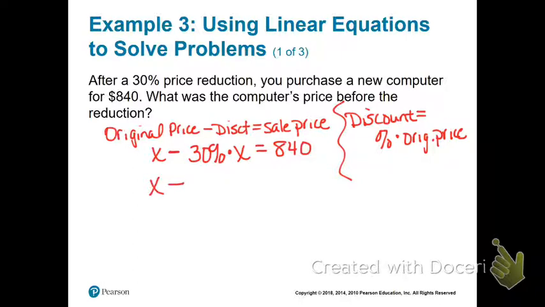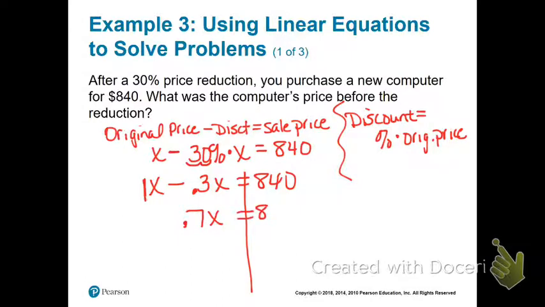So I've got X minus, now 30% we need as a decimal, so remember, move the decimal 2 places to the left or divide it by 100. So we end up with X minus 0.3x equals 840. And now I'm just going to solve. Remember, this is a 1 in front of that x, so 1x minus 0.3x is 0.7x equals 840. Divide by the 0.7, and so we get x equals 1,200. Well, that would be my original price.